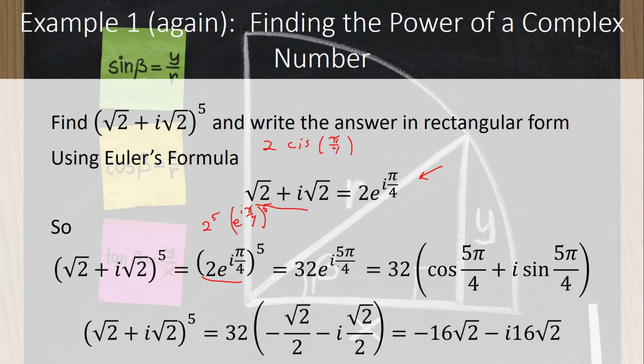And of course then we can convert this back into trig form, which would be 32 times the cosine of 5 pi over 4 plus i times the sine of 5 pi over 4. And we know what those are. This is negative root 2 over 2, and this is also negative root 2 over 2 because we are in quadrant 3. And we would get the exact same answer, just a lot simpler. And right here is an application of de Moivre's theorem.